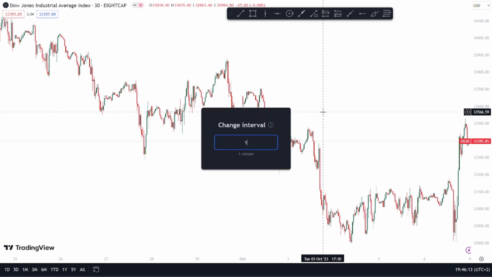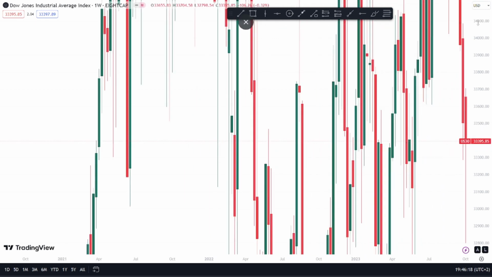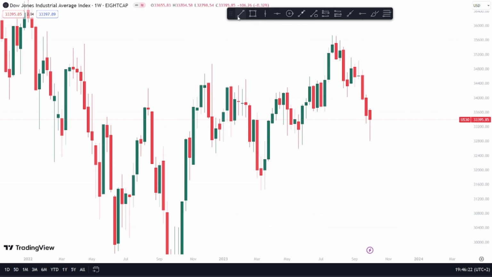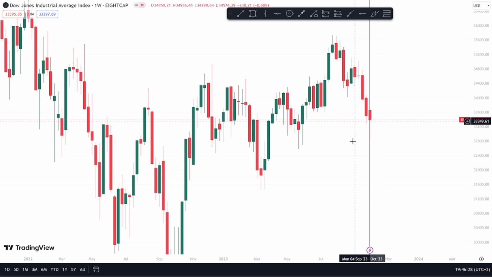Now the very first thing that you want to do, I want us to go onto our weekly chart to see what the market actually did. I like starting on the bigger time frames because they give us the overall direction of what the market is doing. So we can clearly see that this is the candle that formed this week.